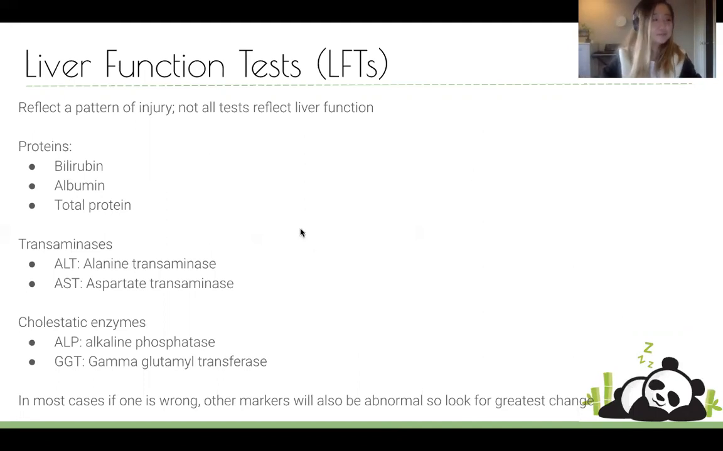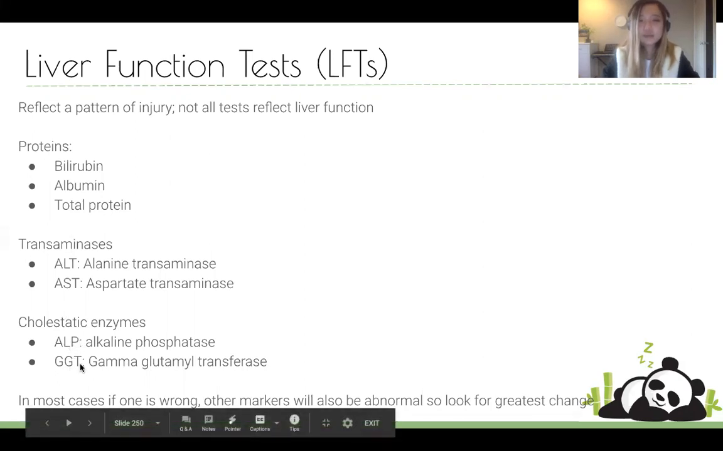Liver function tests. This will be pretty quick. You can think of them in two ways. When you order LFTs, you get proteins, so bilirubin, albumin, and total protein. You also get transaminases, so ALT and AST. When these go wrong, it's related to the liver itself. So it might be cirrhotic, you might have fatty liver. It's a liver issue itself. Cholestatic enzymes, like your ALP and your GGT, are related to the bile duct. So when these go wrong, it's like cholelithiasis, cholangitis, or anything else that's affecting that.